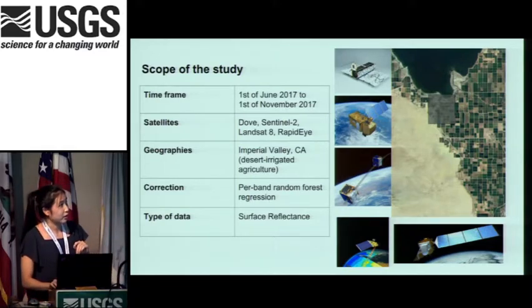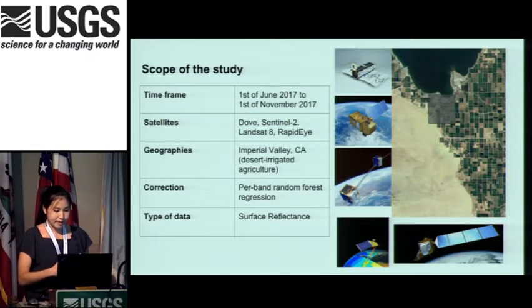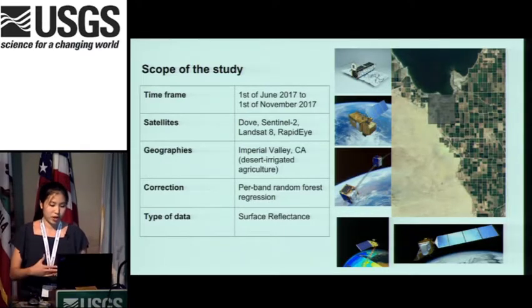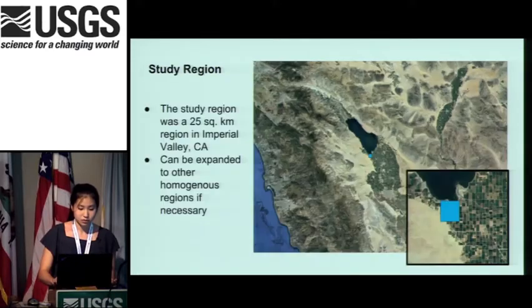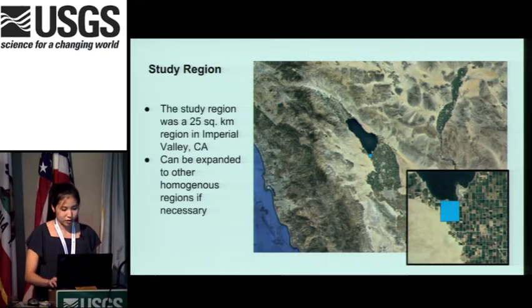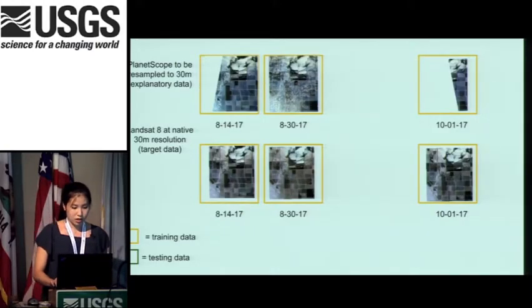So the study timeframe, again, was growing season 2017, looking at these 4 different constellations within Imperial Valley. And then the correction type was a per band random forest regression, and the type of data for the analysis was looking at just surface reflectance. So again, this is a study region, about 25 square kilometers.